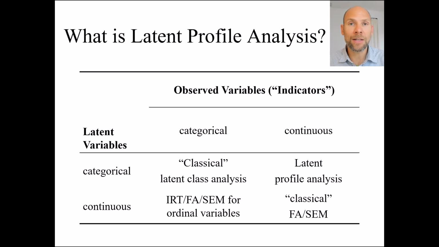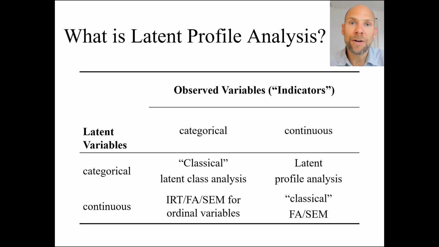And so here you can see that when we have observed variables that are categorical here, meaning binary, dichotomous, or ordinal, ordered categorical, and the latent variables are also categorical, for example, also nominal categories, then this is called classical latent class analysis. So latent class analysis is a type of latent variable analysis that extracts unknown subgroups or types from categorical item response patterns, from dichotomous items or from ordinal items.